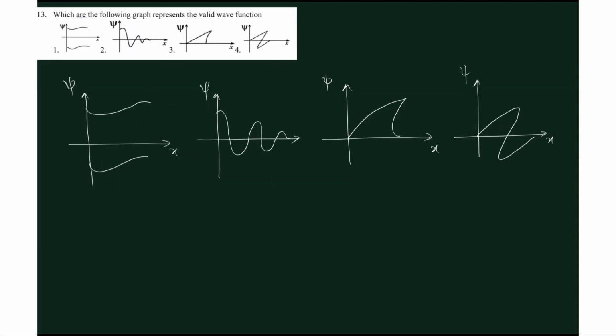So here they have given wave functions, asking which of the following is the valid wave function. If you see this first one, if you draw a line parallel to the y-axis, it is cutting the graph at more than one point. That's why it is not single valued, so it is not a valid wave function. And here, there is a sudden change at this point, so the first derivative, dou psi by dou x, is discontinuous.